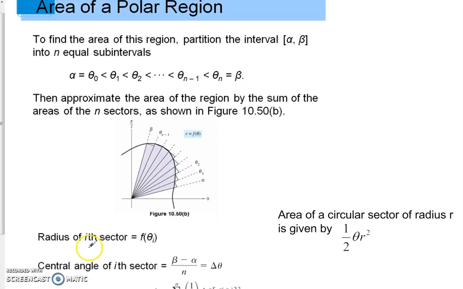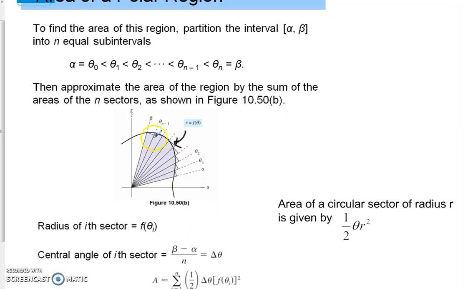Okay, the radius of the ith sector, so if we just pick one out here and call this one right here the ith sector, is going to be f of theta sub i. The central angle, you notice we made each of these angles the same, and so it's just beta minus alpha divided by n. And you can see the parallels. Earlier we did b minus a over n. The same concept, we're just using beta minus alpha because we're in polar form. That's equal to delta theta. Before we had delta x, so this is just delta theta.